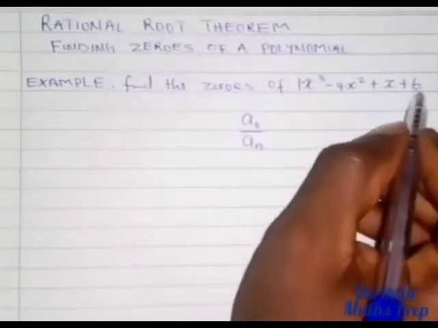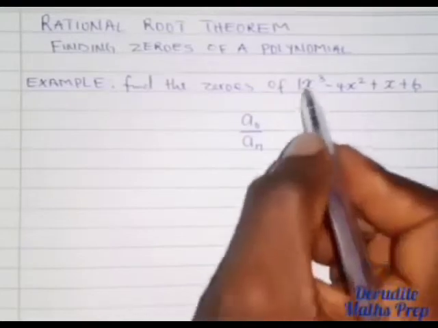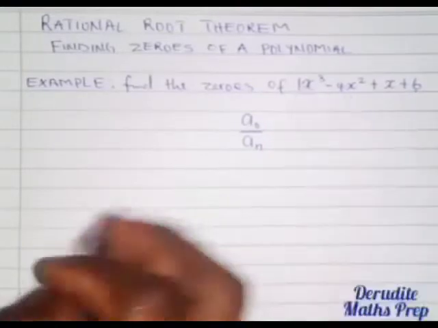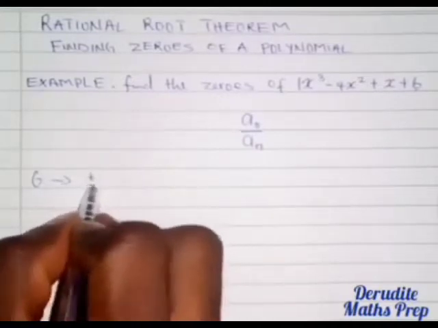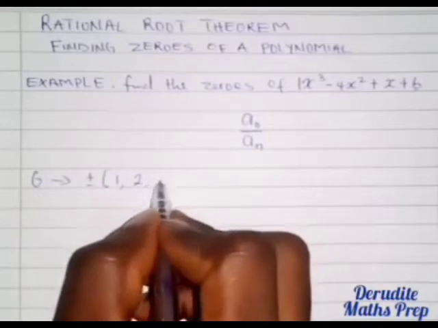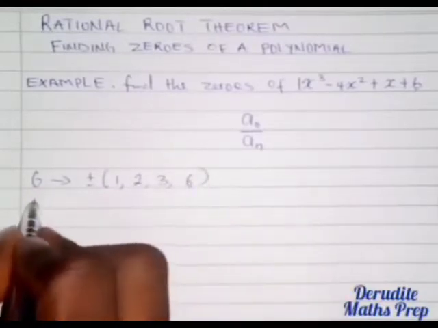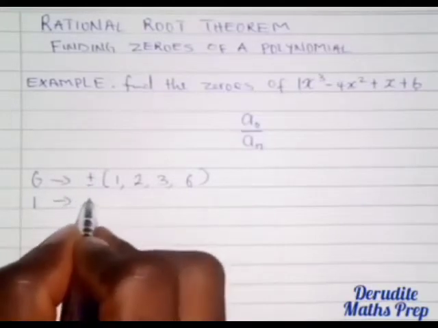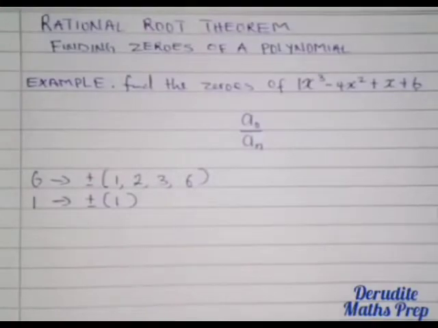So all we need to do is look for the list of factors of 6 and divide all those factors by the list of factors of 1. The possible factors of 6 are plus or minus 1, plus or minus 2, plus or minus 3, and plus or minus 6. And the possible factors of 1 are plus or minus 1. There is no other factor after that.